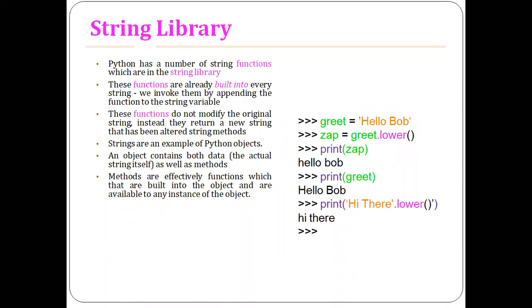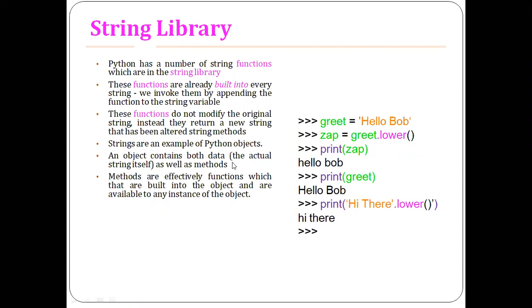These functions do not modify the original string, so try to remember that they will not make any modifications to the existing or original string. Instead, they return a new, altered string. Once the function alters the value, it will not be stored within the original string. Instead, you can assign it to some other string object. Strings are an example of Python objects.